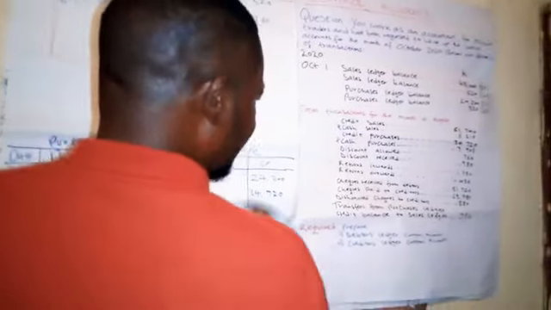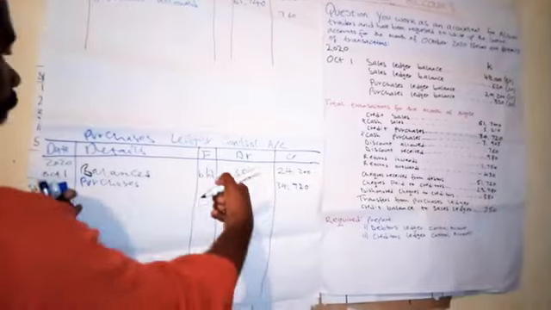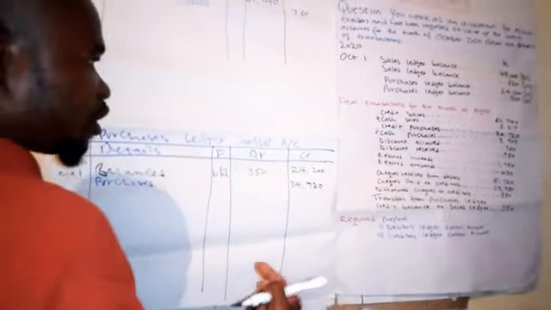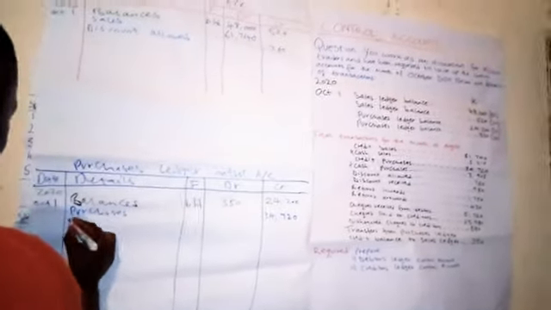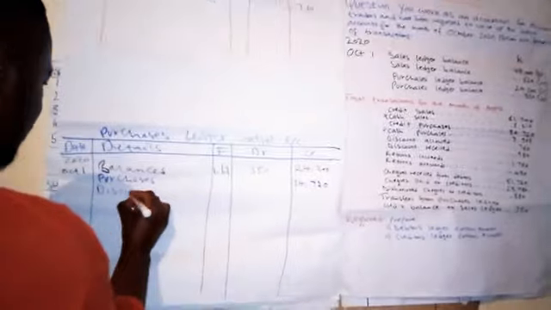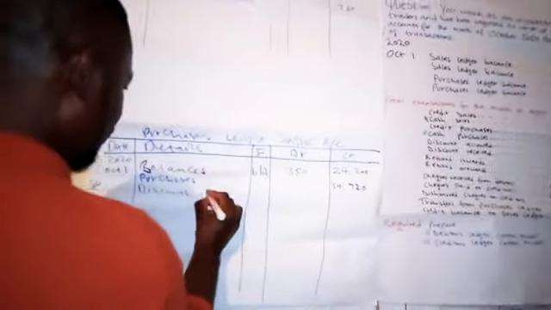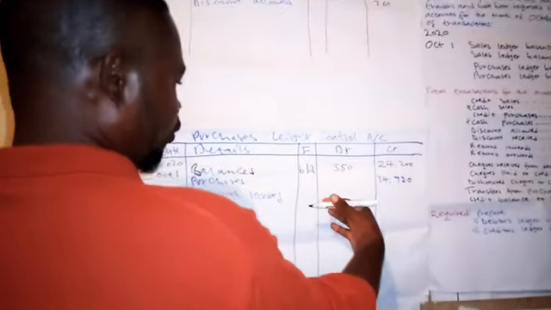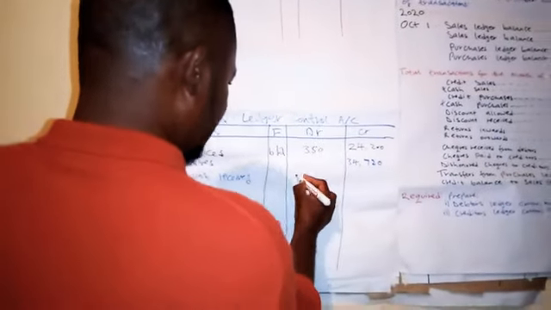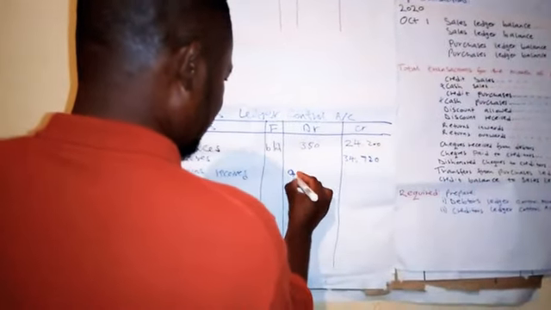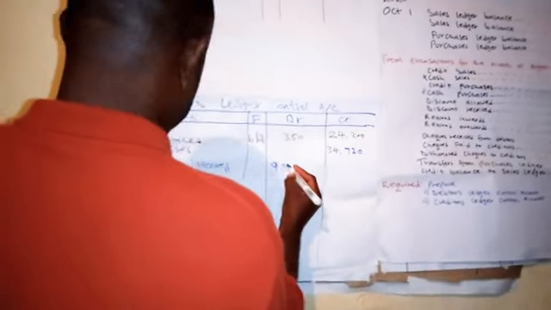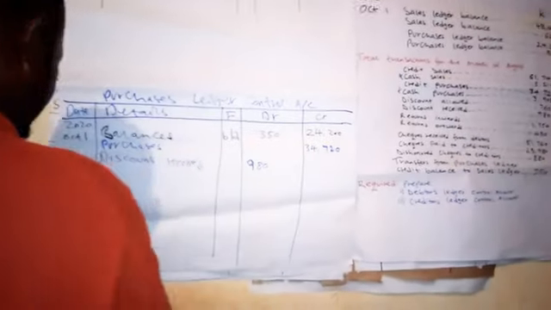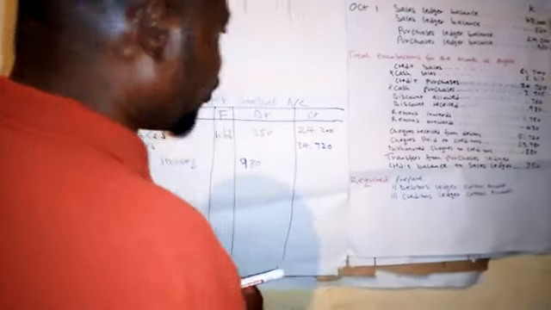From there, we have discount received. Discount received affects the purchases. When you're purchasing goods, you receive a discount. Okay, so discount received. Discount received, which is 980, should be recorded on the debit side in this account. Okay, 980.